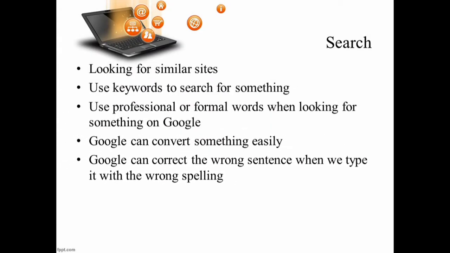For the next is Google can correct the sentence when we type it with the wrong spelling. For example, we just look for something with a spelling like this, never give, after that the letter P. Then Google will automatically correct the spelling to become the right sentence, never give up. For example, you can see in the following.